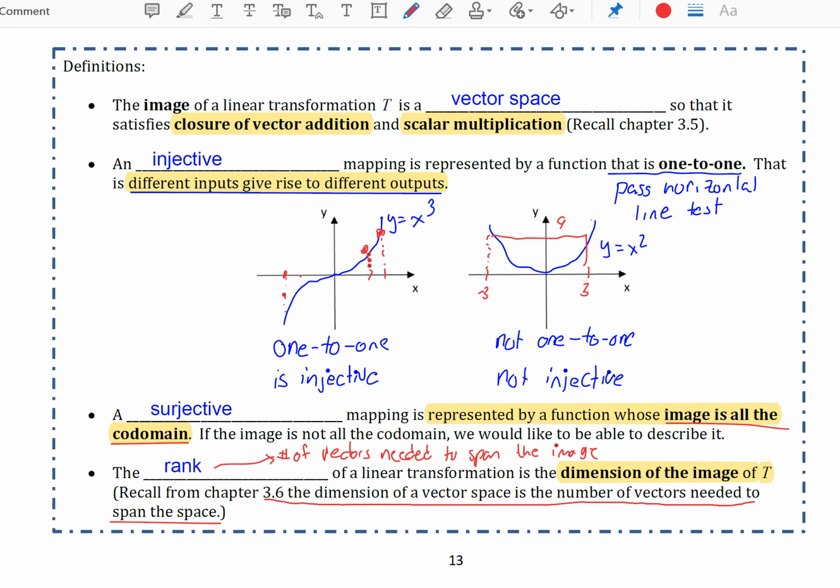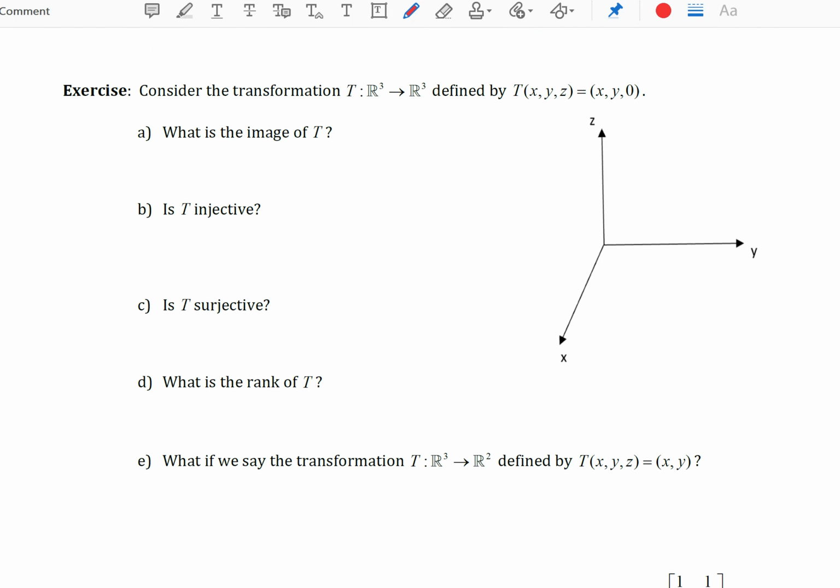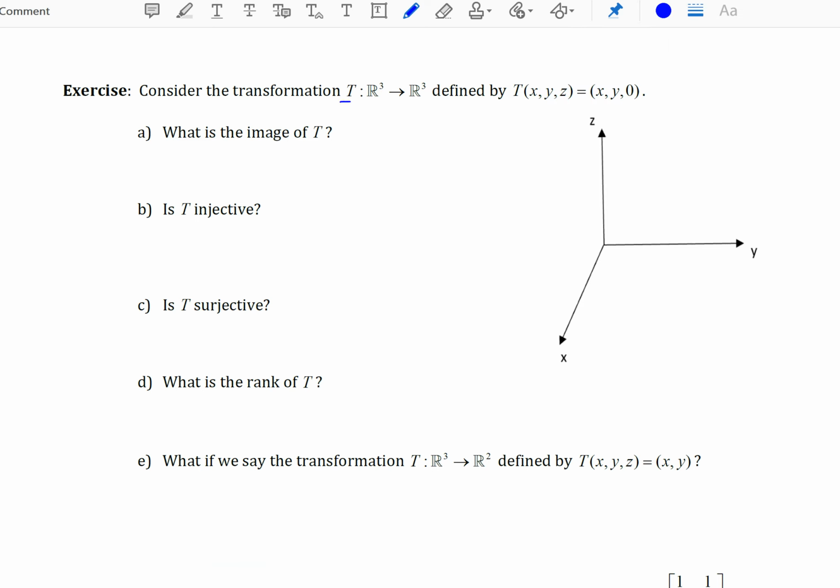Let's look at some examples. Consider the transformation T mapping R3 onto R3 defined by the function T of x, y, z is equal to x, y, 0. You'll recall this transformation we looked at in chapter 5.1. And our first question is, what is the image of T?